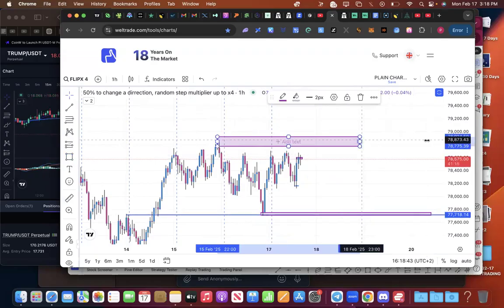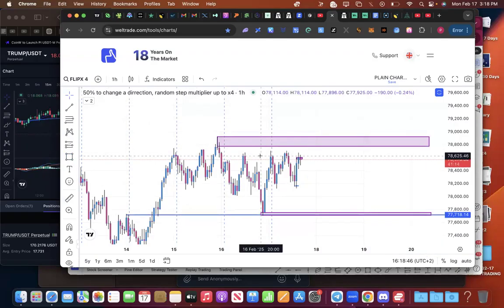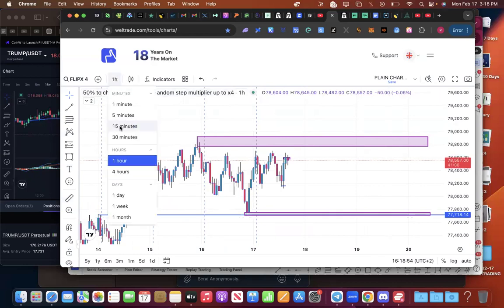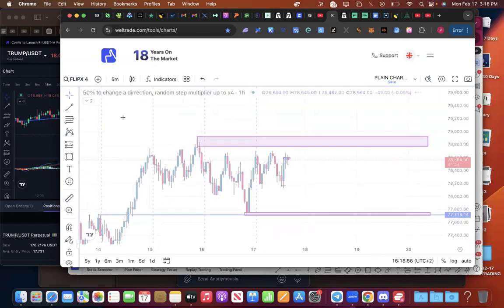Okay, so let's go this way. So this is 1 hour. So where do you even say the market is going to now? It can get you so confused, right? So when I go to 5 minutes, I actually want to find a possible entry.